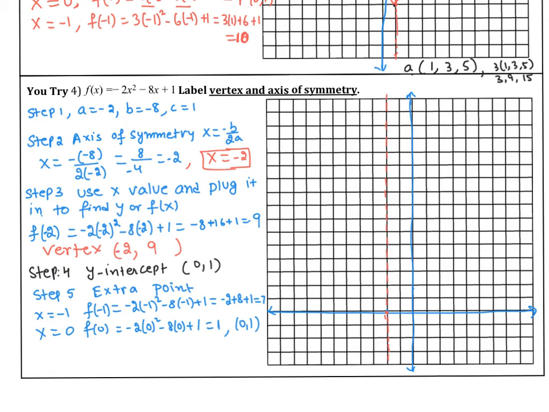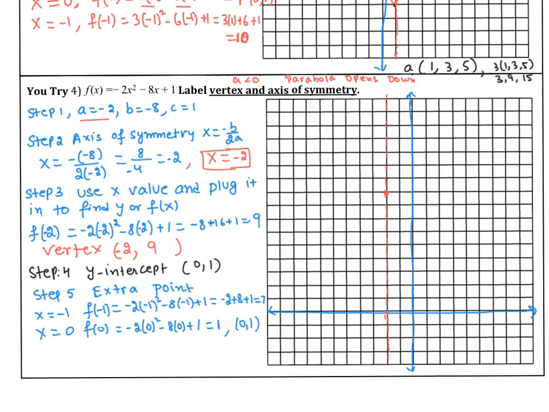So your vertex is going to be -2 comma 9. So when I'm going to plot this, it's going to be 1, 2, 3, 4, 5, 6, 7, 8, 9. And just remember, a is -2, so a is less than 0, so the parabola opens down.